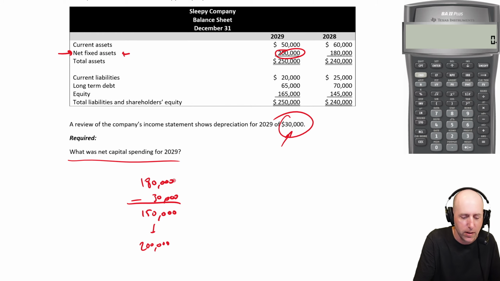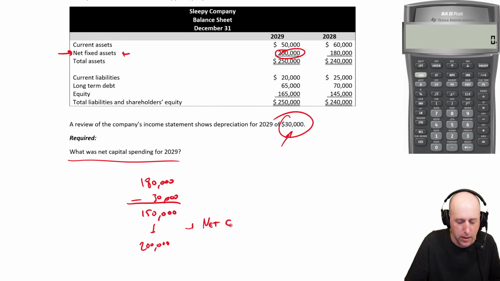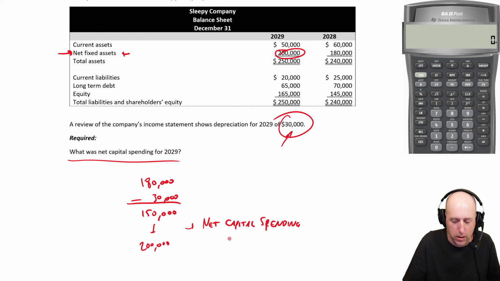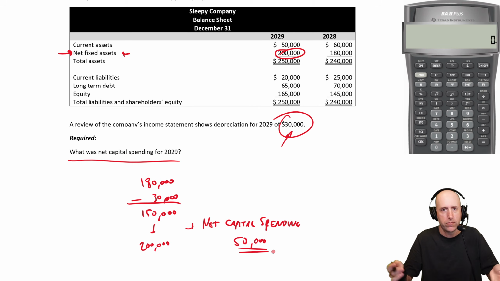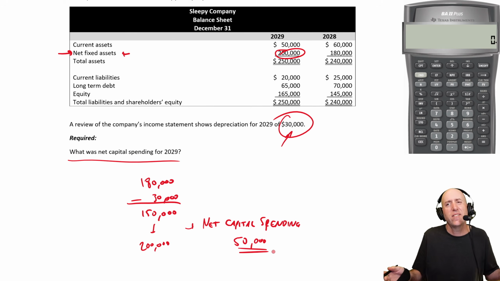So again, last year, started at 180. I depreciated them by 30. I would expect to end up at 150, but I didn't end up at 150. I ended up at 200. Well, what happened? I must have bought $50,000 in assets. So my net capital spending, answering the question now, is 50. Done. That's the answer. Okay, so that was solving it. I don't even think it's that slow, but that's the way I think of it.